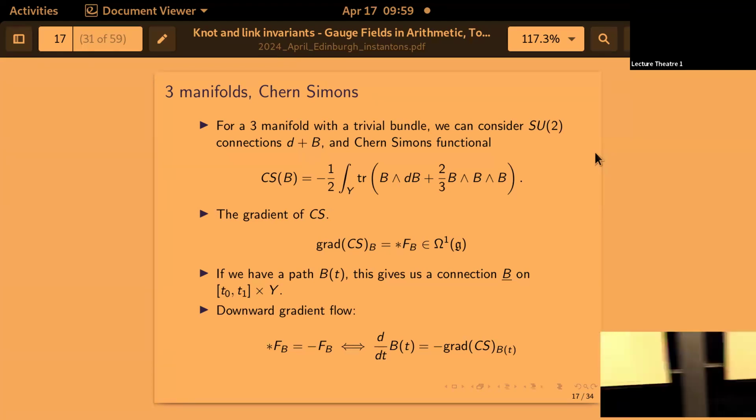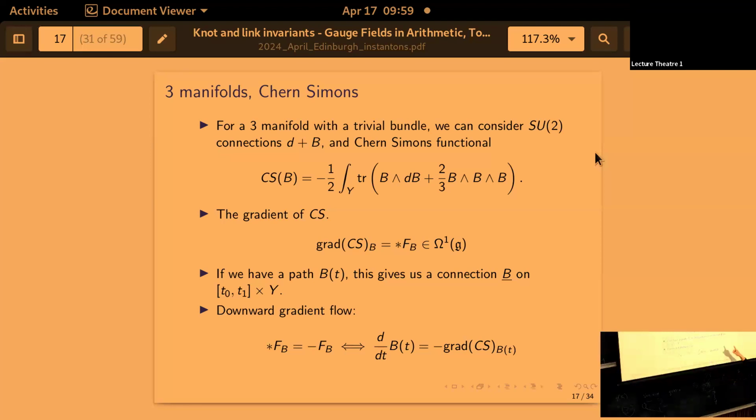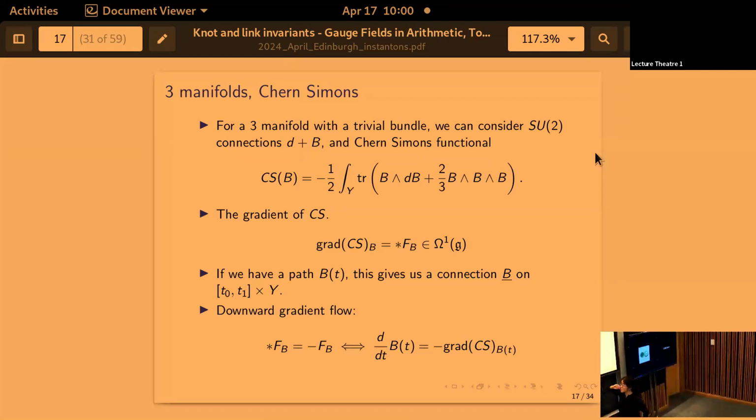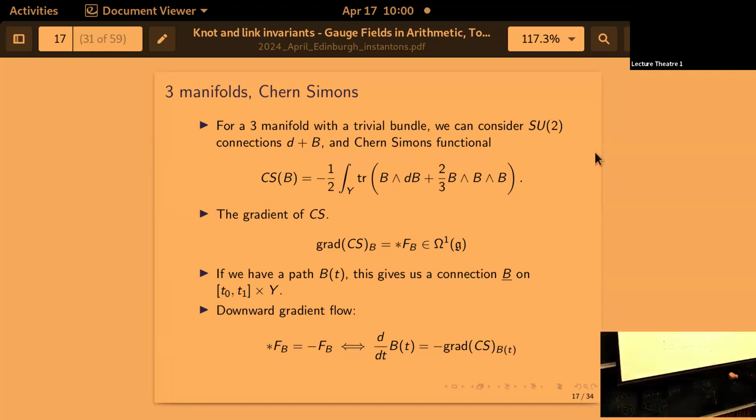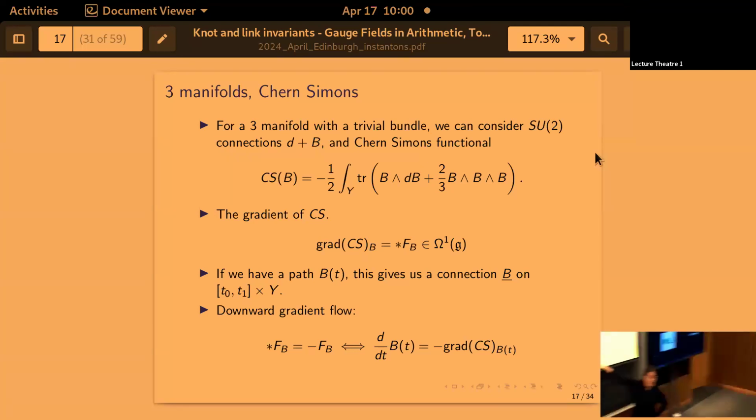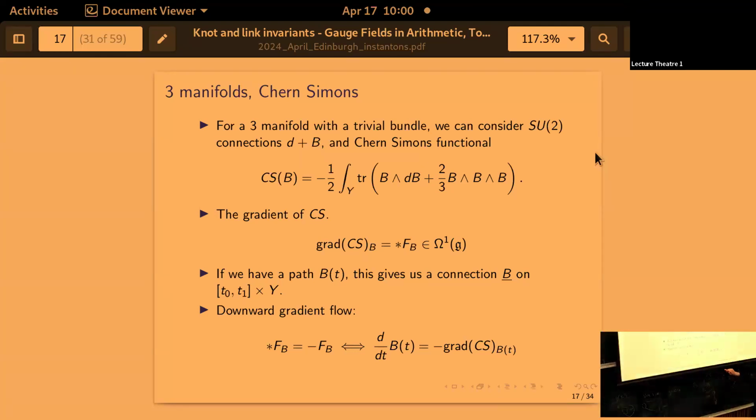You can compute the gradient of the Chern-Simons functional, and it turns out the gradient at a connection B is going to be star F_B. So critical points are when the gradient is 0, which means star F_B is 0, which basically means F_B is 0. So critical points are flat connections with 0 curvature. And the gradient flow lines solve this equation: dB/dt is minus the gradient of Chern-Simons.